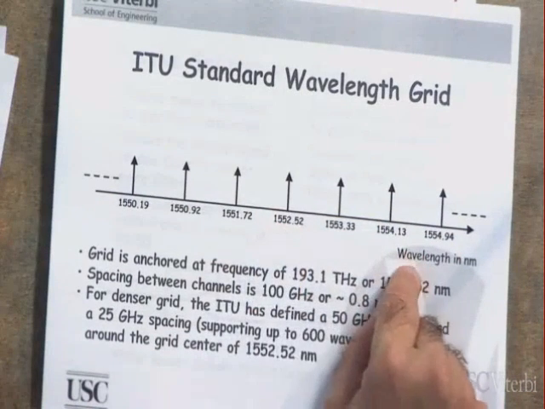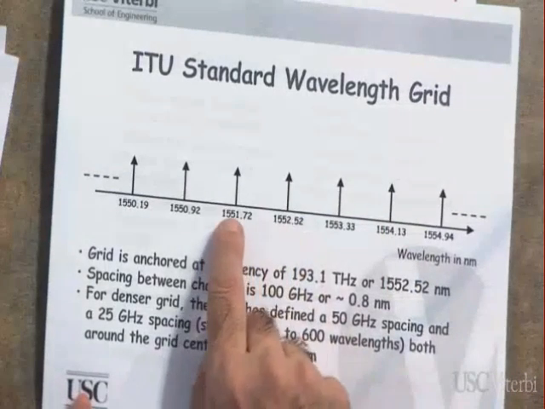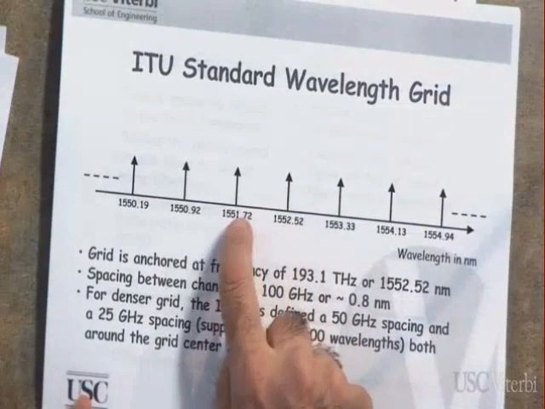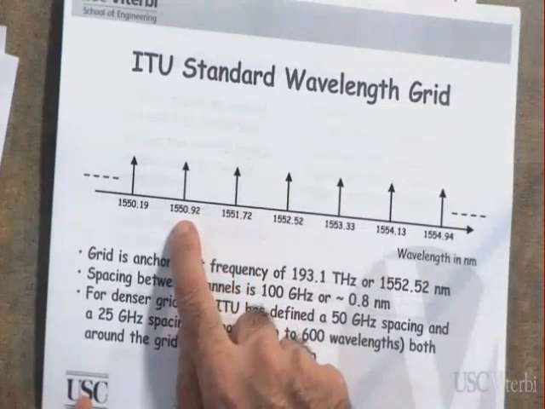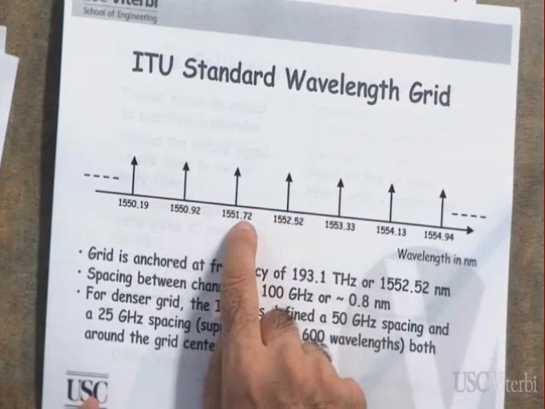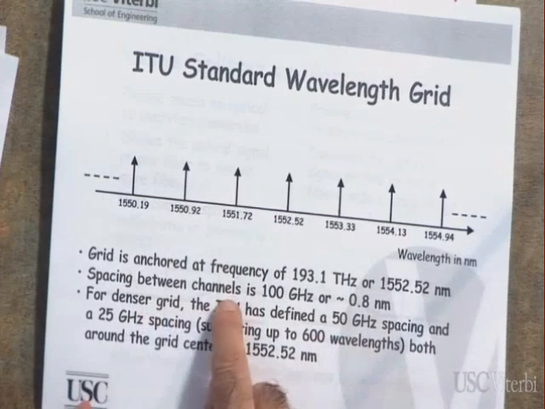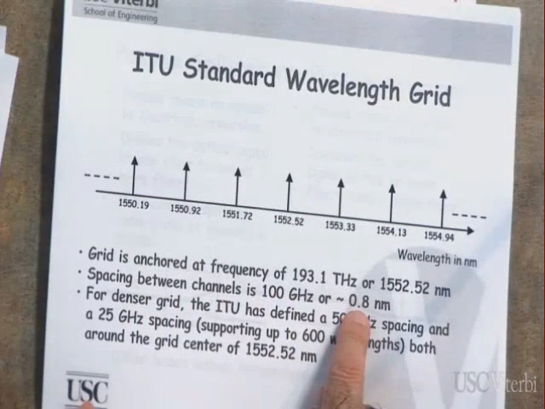1552.52. This is the wavelength, in nanometers. If you look at the difference between this one and this one, you can see that every channel is separated by roughly 0.8. The spacing between the channels is 0.8 nanometer.